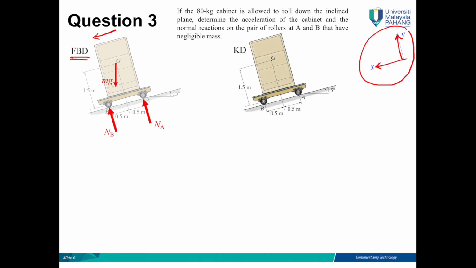We move on to the kinetic diagram. Obviously the cabinet is not going up or going to rotate, so it will only have one arrow in the kinetic diagram that is moving downwards at this inclined angle. So by doing this tilted axis like this, this will definitely make the calculation easier.